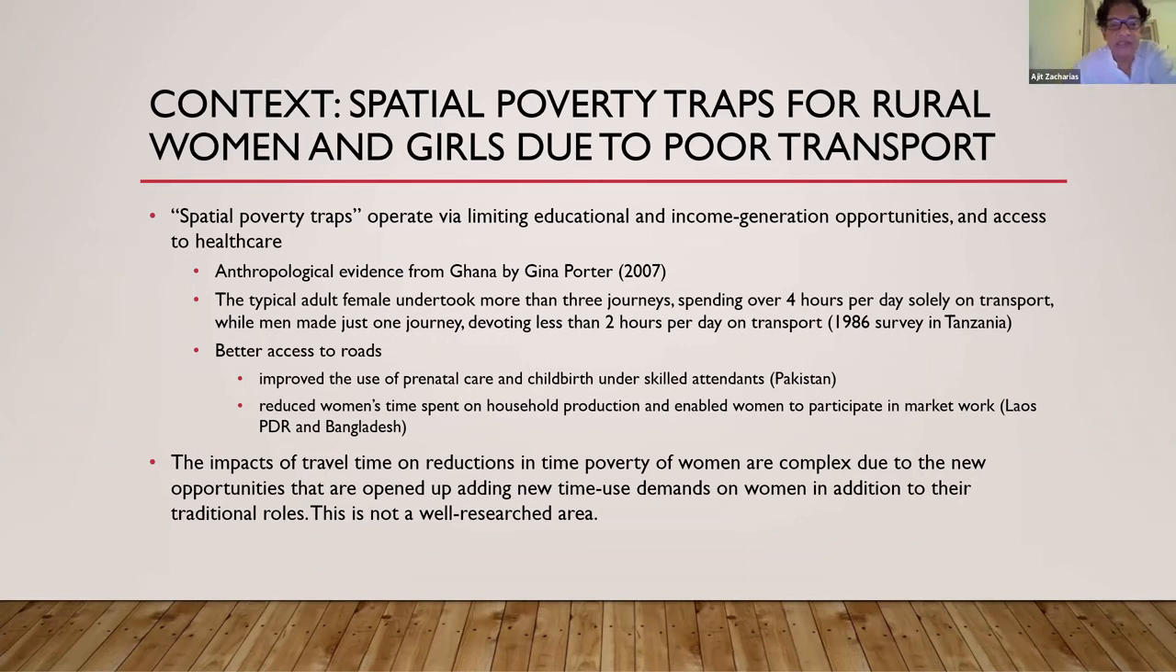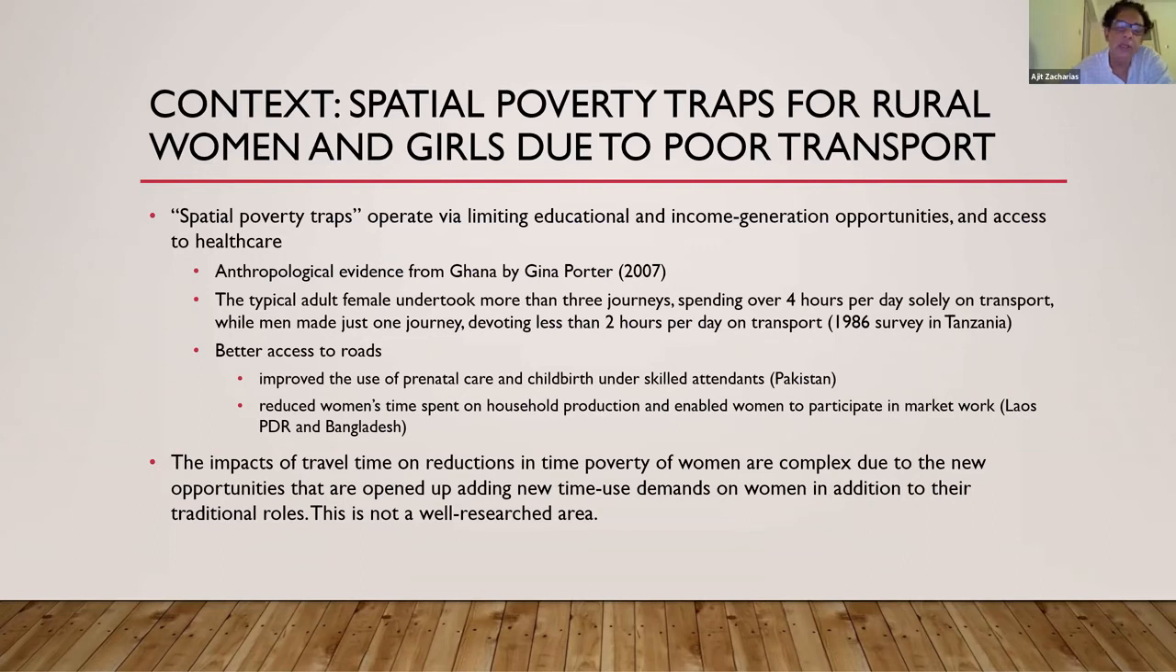for example, for Pakistan, the results show that better access to roads increases the use of prenatal care and childbirth under skilled attendants as opposed to giving birth at home. There's also evidence from Laos PDR and Bangladesh that better access to roads reduced women's time spent on household production. And also there is some evidence that it enabled them to engage in income generation opportunities.